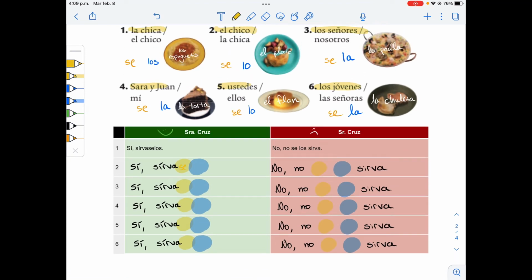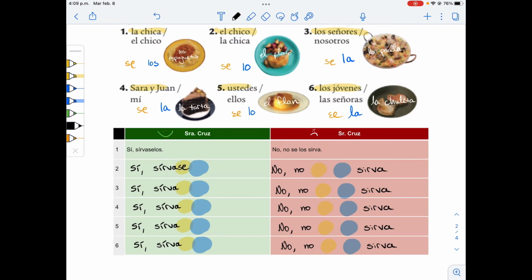These are all going to be... that's hard to read, I'm sorry. Okay. Sí, sírva se los. But no, no se los. Oh, that was the first one. I'm sorry, it's already in there. My bad. Número dos, el chico: sí, sírva se lo, but no se lo sirva. Tres, los señores: sí, sírva se la, pero no se la sirva. Cuatro: sí, sírva se la, pero no se la sirva.